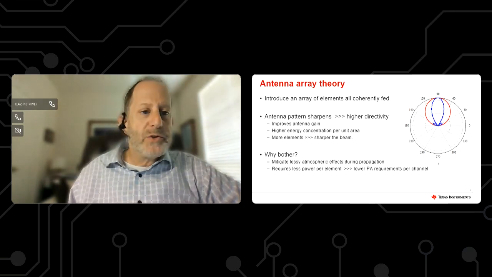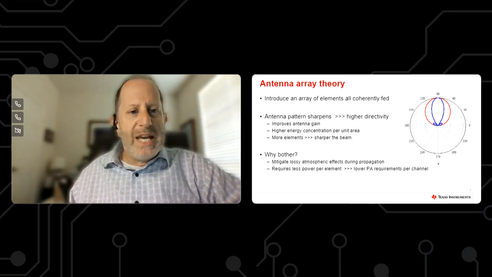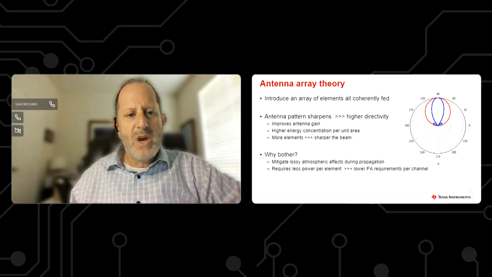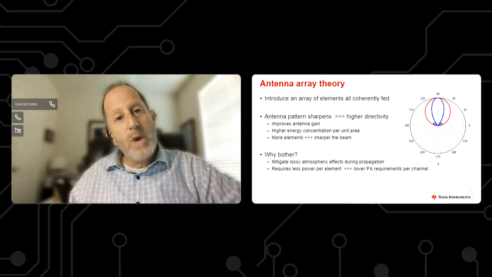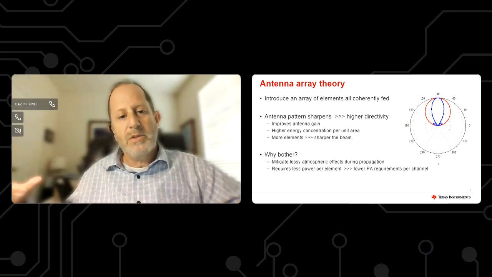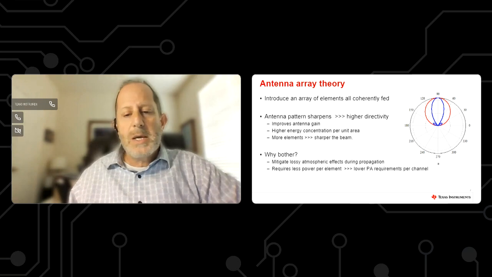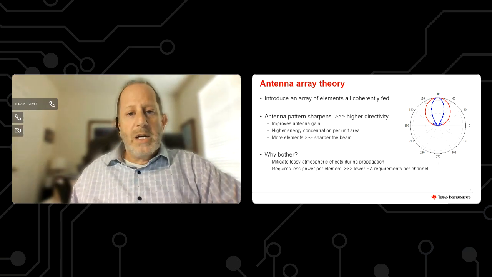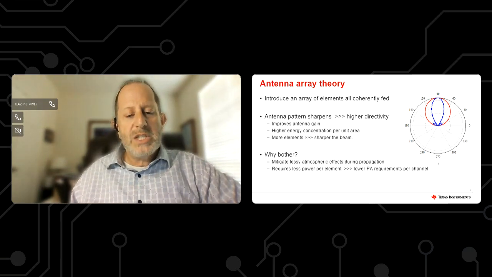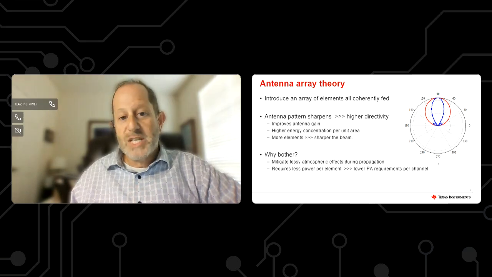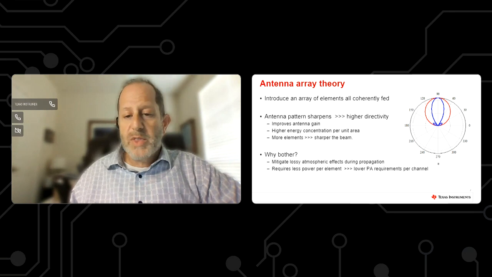So we can introduce the antenna array theory. This is a case where we have not just one element, but an array of elements. Basically, you can think of this initially as just a linear array of elements. The combination of all those tends to sharpen the pattern. Another way of saying that is it's got a higher directivity with that antenna pattern.